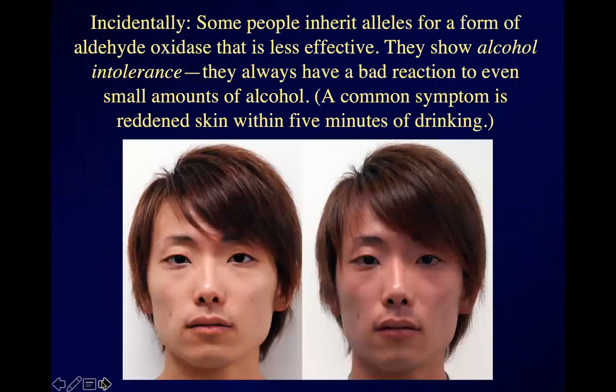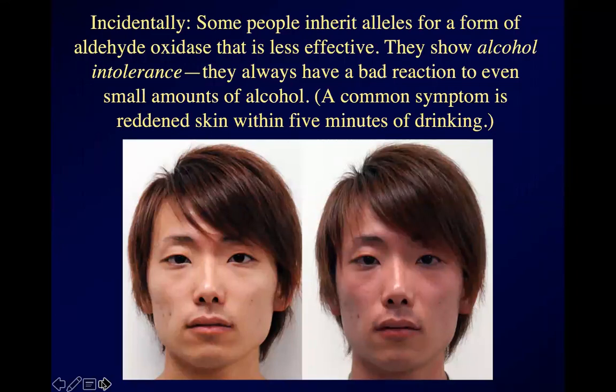I was talking earlier about breaking down ethyl alcohol, right? You drink ethanol, you break down ethanol using one enzyme to acetaldehyde, and then you take that acetaldehyde and use an enzyme called aldehyde oxidase to break that down to acetic acid. There are some people that are just born with alleles for a form of aldehyde oxidase that is less active, and they show alcohol intolerance. They always have a bad reaction to even small amounts of alcohol.